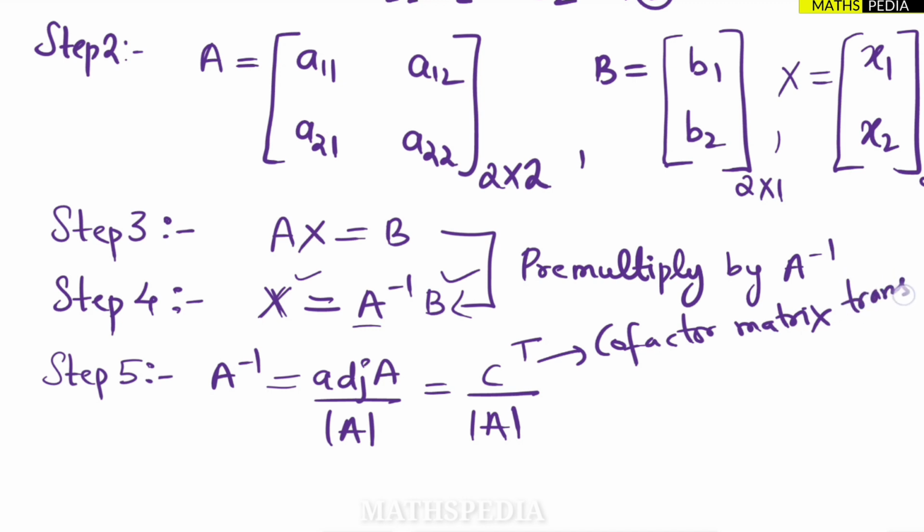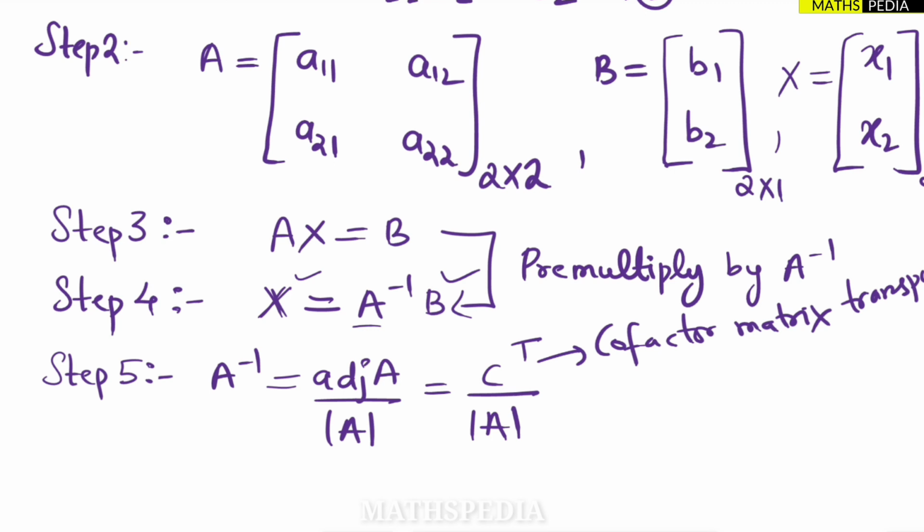Transpose of that, if you take, you will get what? You will get the adjoint A. So adjoint A is nothing but the transpose of the cofactor matrix. So we'll find out the cofactor matrix, then we'll take the transpose. Now for 2 cross 2, no need to go for the cofactor matrix and all, it will get complicated.